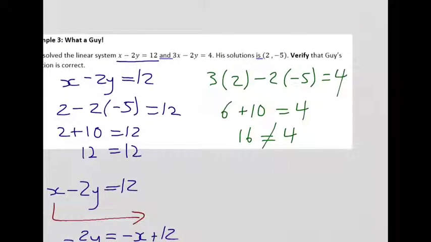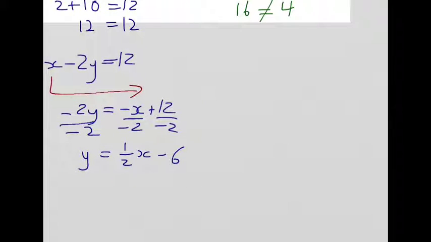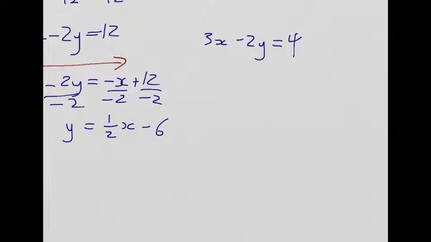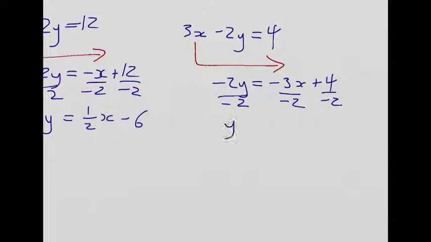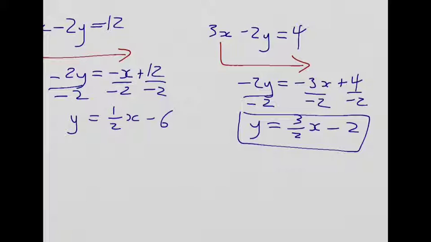My second equation, what was it again? 3x minus 2y equals 4. And again, I'm just putting this into slope-intercept form. So I'll bring the 3x over. I have -2y equals -3x plus 4, and then divide everything by -2. So that leaves me with y equals positive 3 over 2 x minus 2. So here are my two slope-intercept form equations that I'm now going to put into my calculator.